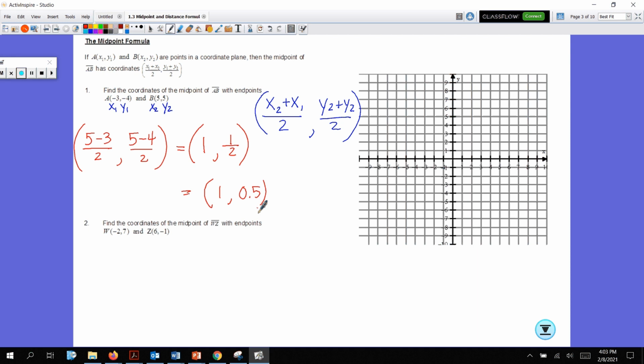All right, next in number 2, find the coordinates of the midpoint with these endpoints.